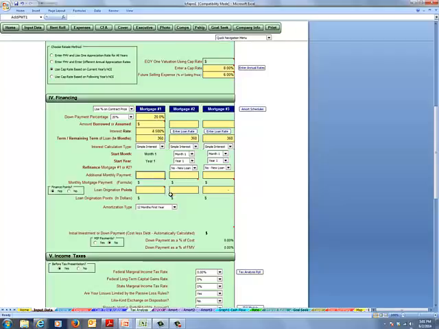If you're going to pay down the mortgage any more, you can put in an additional monthly payment. Loan origination points, typically we'll put a 1 right there. And that is it for the financing.